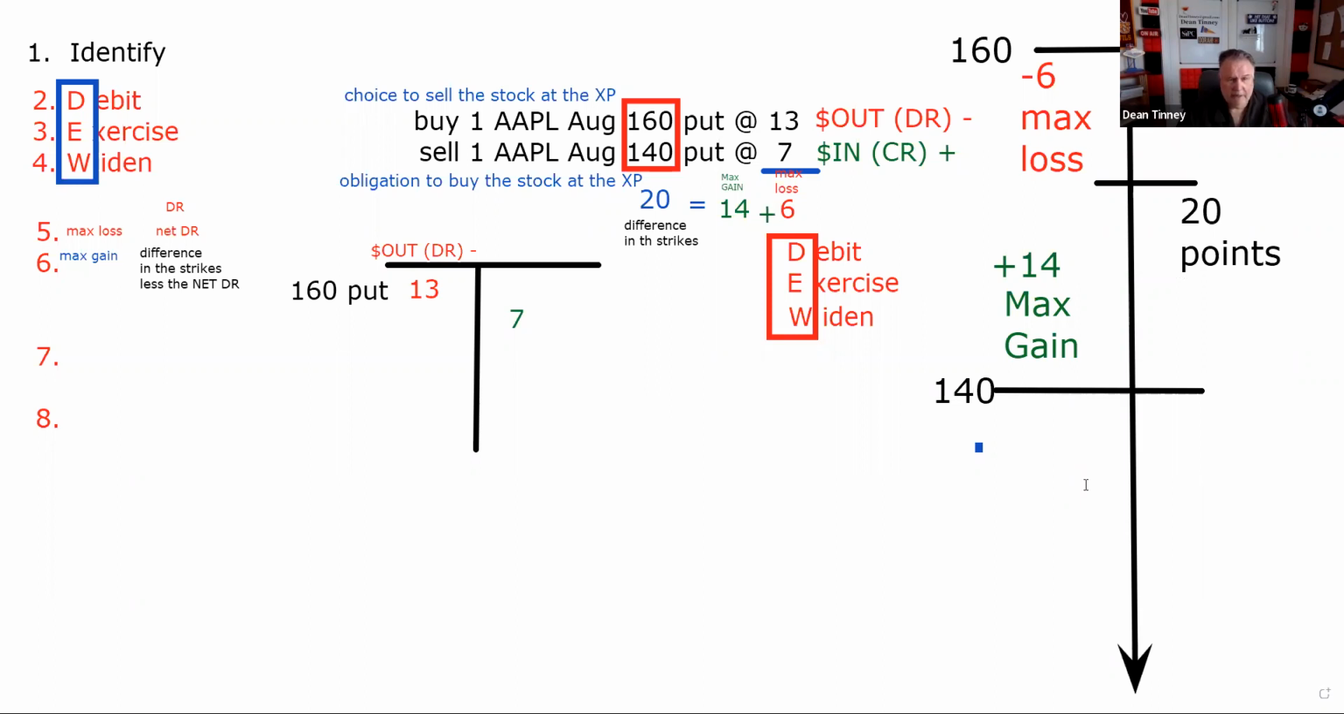All right, so we've identified it. We've determined it's a debit. We've said exercise, widen. We've got our max gain, our max loss. We said our gain and loss always equals the difference in the strikes. So there's our 20, and this was 6. So that means it's going to be 14.